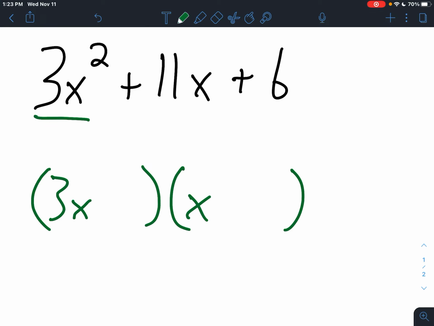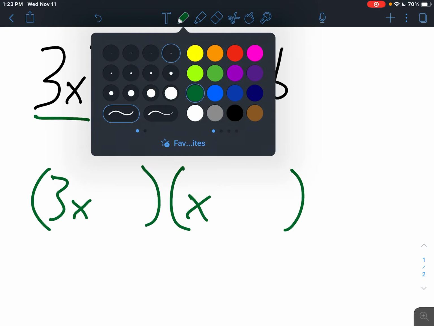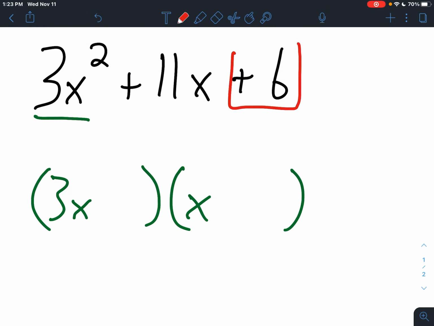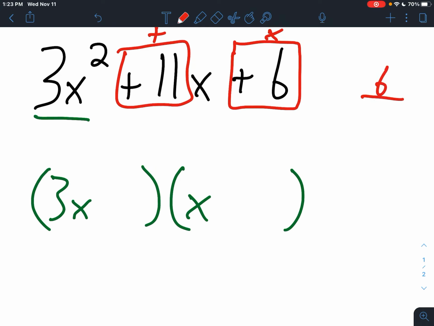So now I'm looking at the same two values, the B value and C value. I need to find two numbers that multiply to 6 and that add to positive 11. So I make my factor tree for 6: 1 and 6, 2 and 3, that's it. And this is where I just have to guess and check, okay? Everything's positive, so you don't have to worry about making anything negative.